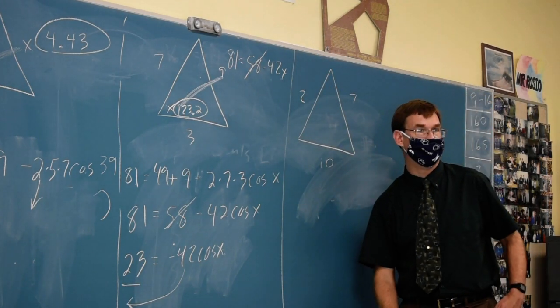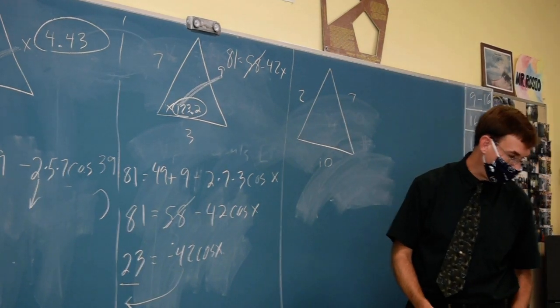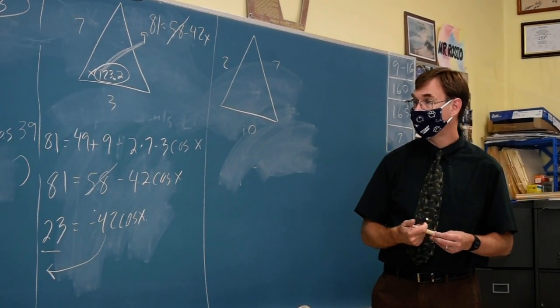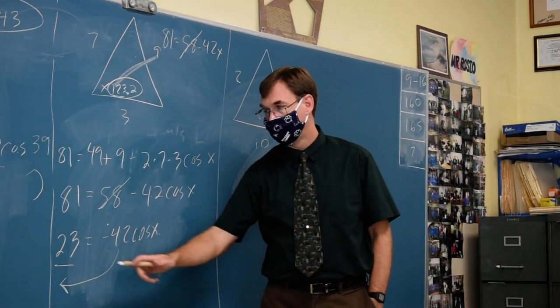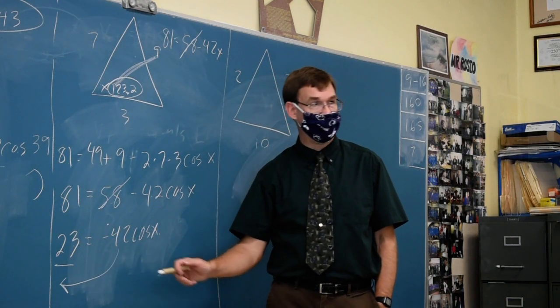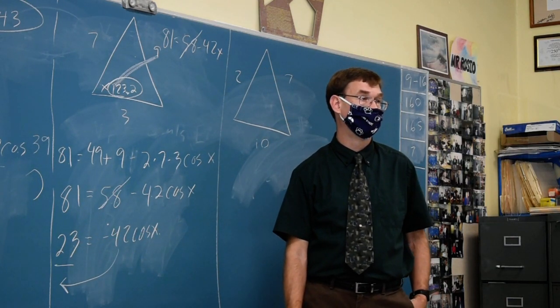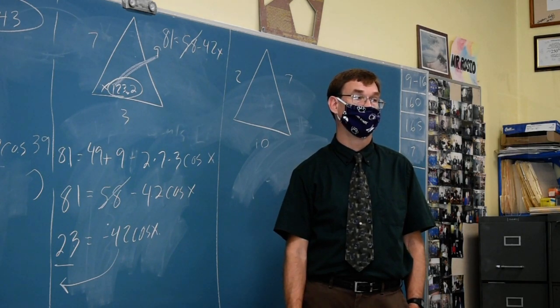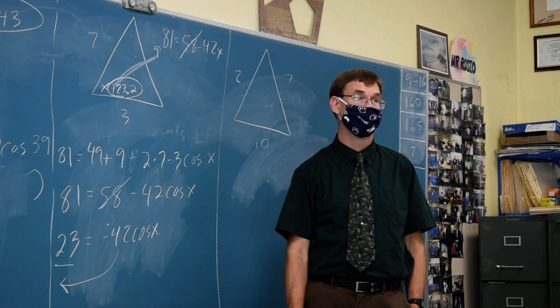I'll do one more of those. Just that was a little longer, and I have another thing to show you about it. How do you get to the 123? Second cosine, 23 divided by negative 42. Don't forget the negative on the 42. Does that change things? It does.